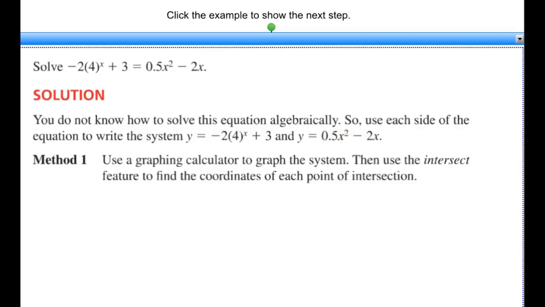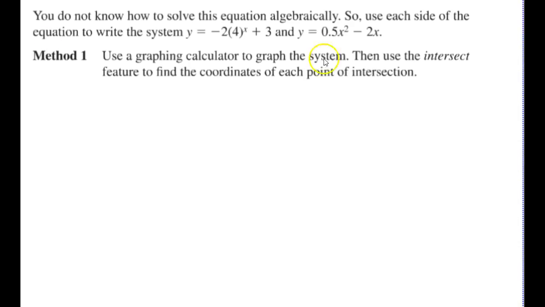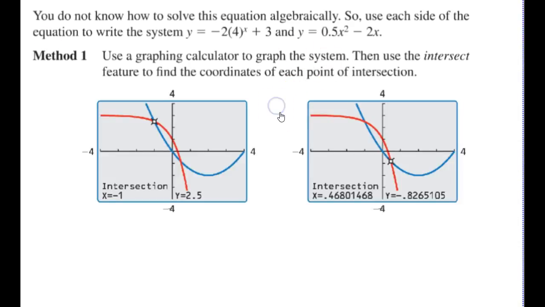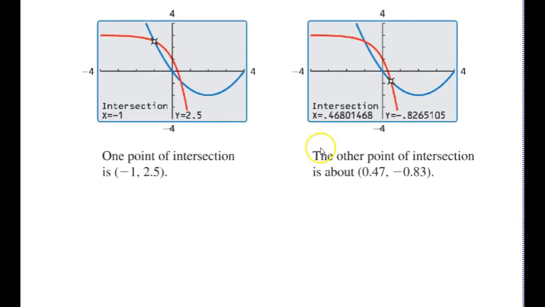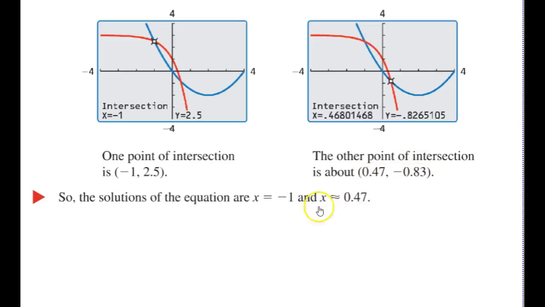So now I can go ahead and use my graphing calculator and graph them, or I can use Desmos and find the intersection points. When I'm using a graphing calculator, I can actually use the intersection feature. When I'm using Desmos, if I click close to where the intersection is, it will actually pop up for me, so I can find both of my solutions here. And again, when we're looking at the graph, make sure you can see anywhere that the graphs might intersect so you don't miss a possible solution. So one of my intersection points is -1, 2.5, and the other is 0.47, negative 0.83. So those are my solutions.